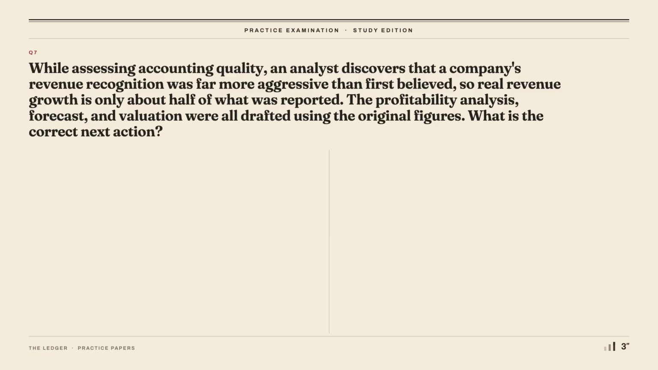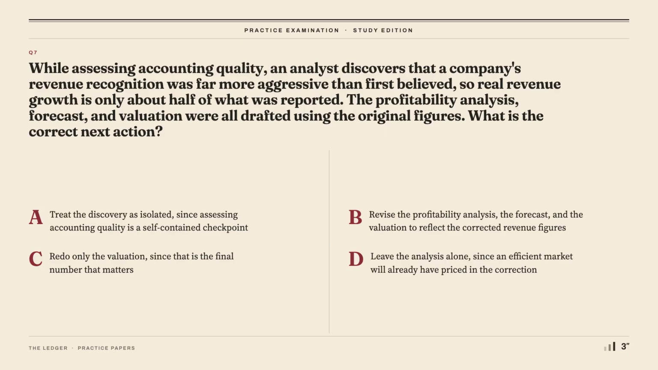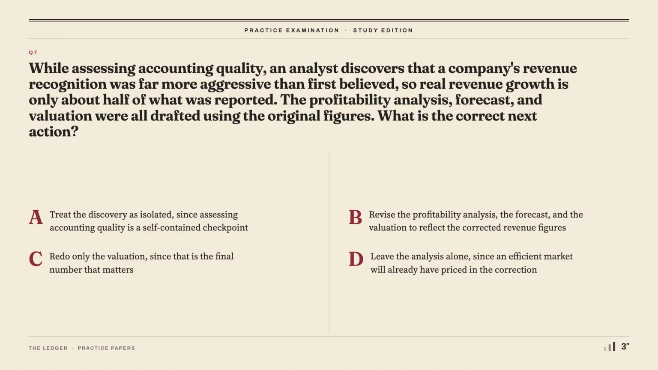Your options are: A. Treat the discovery as isolated, since assessing accounting quality is a self-contained checkpoint. B. Revise the profitability analysis, the forecast, and the valuation to reflect the corrected revenue figures. C. Redo only the valuation, since that is the final number that matters. D. Leave the analysis alone, since an efficient market will already have priced in the correction. Don't overthink it. Which one feels right?